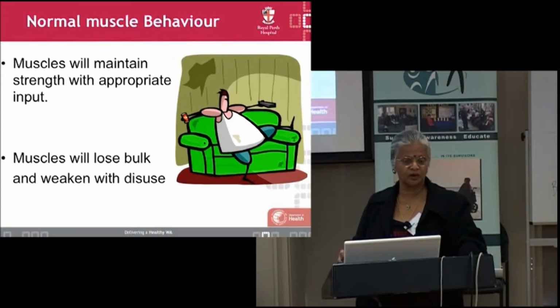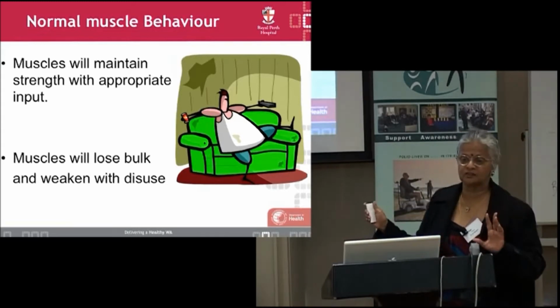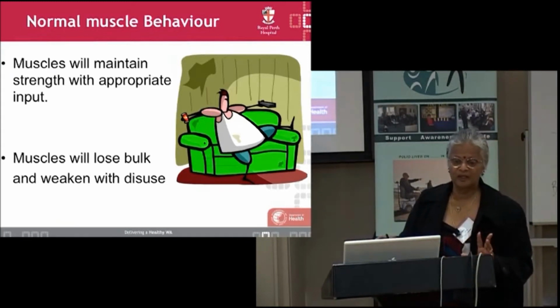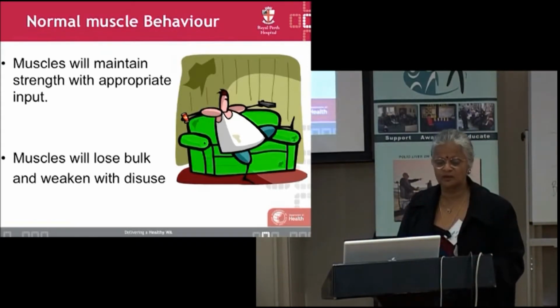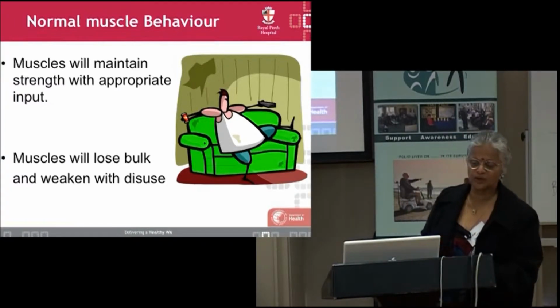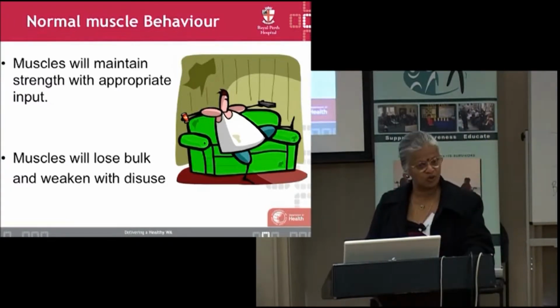Muscles will maintain strength with appropriate input. Now, the first part was complex. This is just the take-home message. If you forget what I've said, at least please remember this. Muscles will maintain strength with appropriate input. This is normal muscle behavior. Muscles will lose bulk and weaken with disuse. If you sit around, muscle is going to waste. It'll be smaller and it'll weaken.